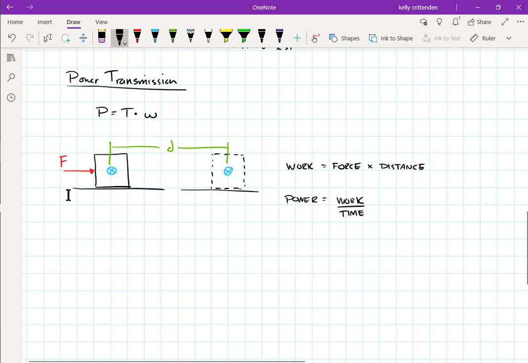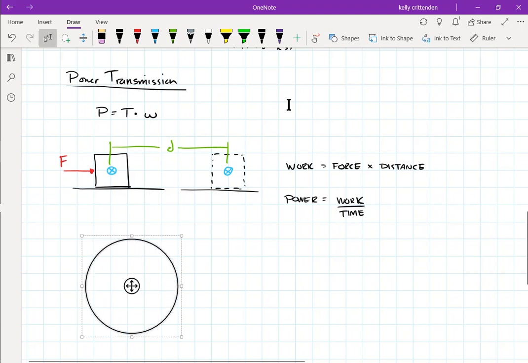So that same idea is where we get power equals torque times omega. You have torque, not a force, and you have angular velocity, not a distance. So what's going on here would be, let's get a circle. So this is the end of a shaft somewhere, and now this is not twisting, this is rotating, so it's actually spinning. We're not thinking about angle of twist right here.